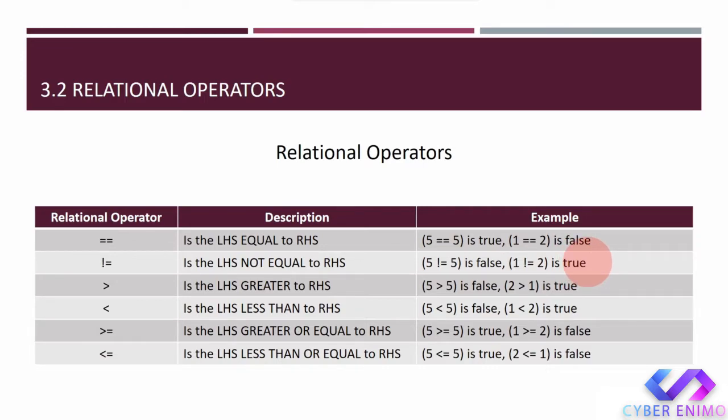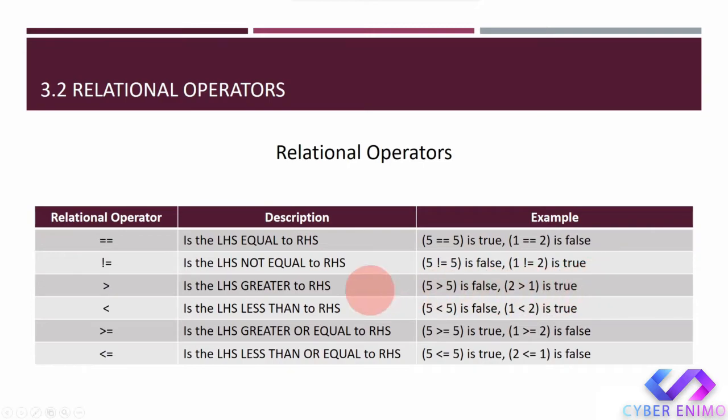The next operator is the greater than operator, right here. With this operator, if we're comparing two variables or two values, if the left-hand side value is greater than the right-hand side value, then this will evaluate to true. Otherwise, it will evaluate to false. For example, if we say that 5 is greater than 5, that's obviously not true, so it will evaluate to false. But if we say that 2 is greater than 1, that's true, and it will evaluate to true.